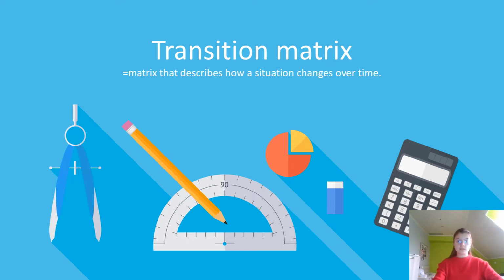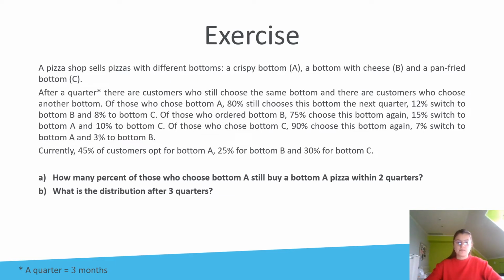A transition matrix is a matrix that describes how a situation changes over time. This is our exercise. A pizza shop sells pizzas with different bottoms: a crispy bottom, A, a bottom with cheese, B, and a pan-fried bottom, C. After a quarter, there are customers who still choose the same bottom, and there are customers who choose another bottom. Of those who chose bottom A, 80% still choose this bottom the next quarter. 12% switched to bottom B, and 8% to bottom C.